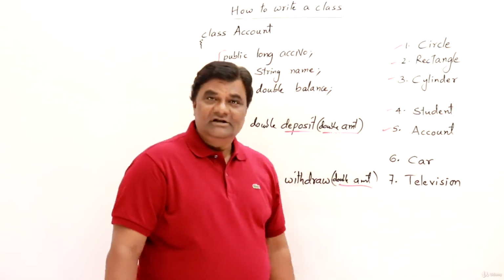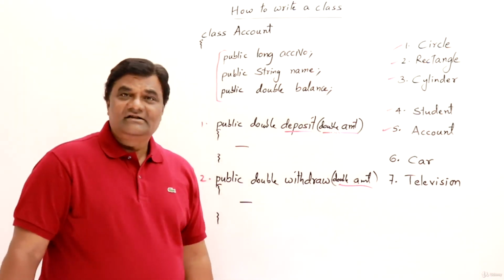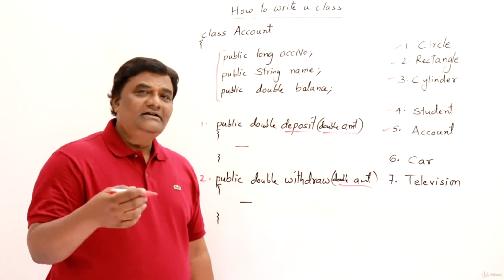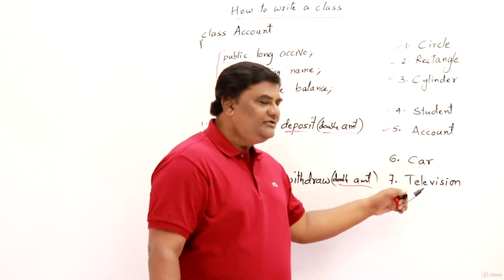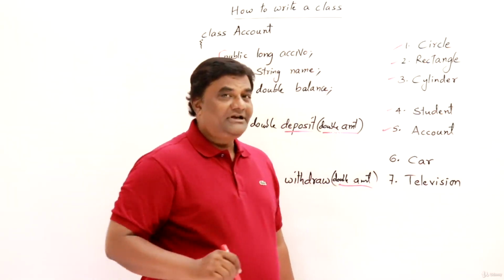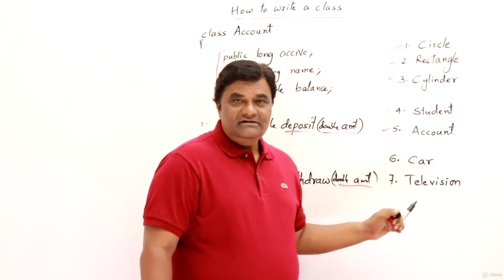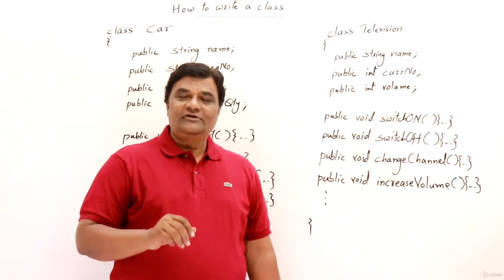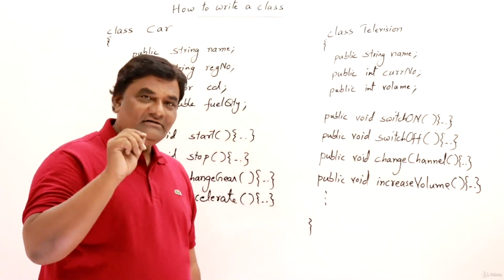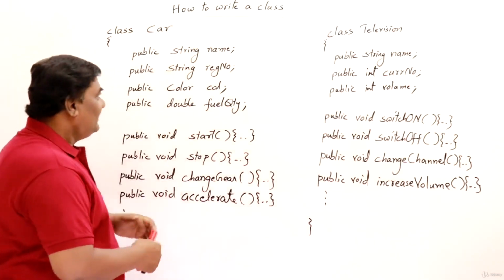So this is all about account. Now next is the car class. So car and television, these two classes. Already I have shown you a class for television in the previous video. Again I will write down the class for car and television. Now I have classes for car and television. Let us look at it.